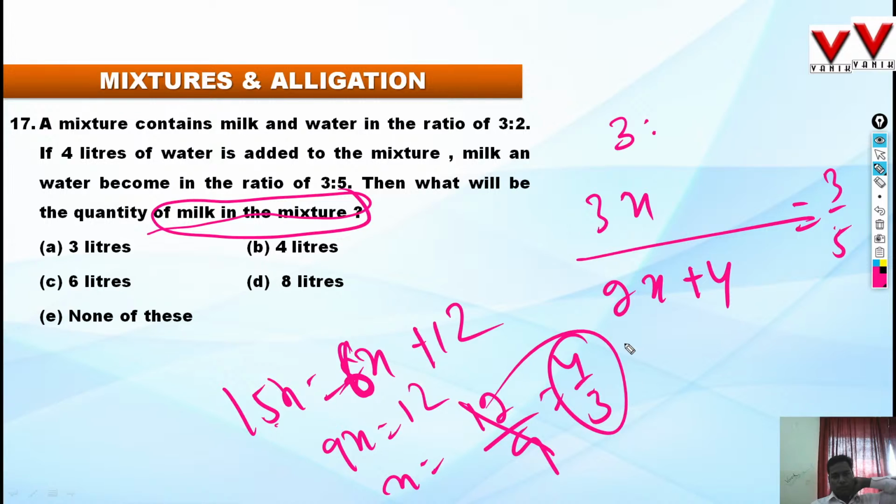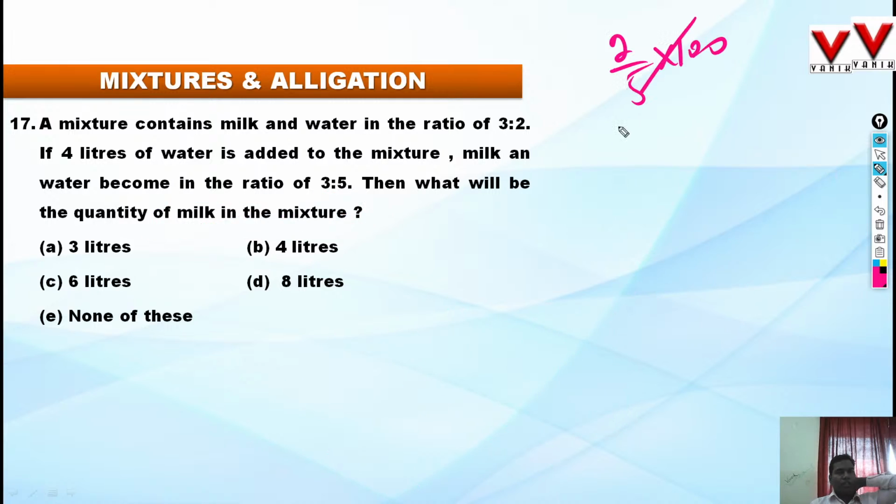A mixture contains milk and water. Milk and water 3:2. That means 2 by 5 into 100. 2 by 5 into 100 means 40%. Another is 100%. It is 4 liter.